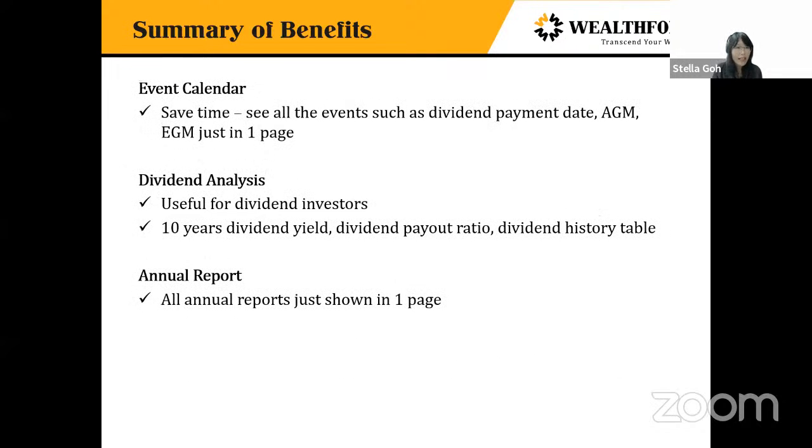So for the event calendar, it can help you to save a lot of time because you can see all the events such as dividend payment date, AGM, EGM in just one page. So for the dividend analysis, it is very useful for all dividend investors. You can see all the 10 years of dividend yields, dividend payout ratio, and also dividend history table. So under the annual report, you can see all the annual report of a particular company just show you in one page. Okay.